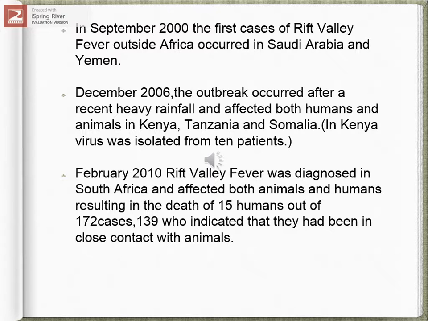In December 2006, the outbreak occurred after a recent heavy rainfall and affected both humans and animals in Kenya, Tanzania, and Somalia. In Kenya, the virus was isolated from 10 patients. In February the year 2010, Rift Valley fever was diagnosed in South Africa and affected both animals and humans, resulting in the death of 15 humans out of 172 cases, 139 who indicated that they had been in close contact with animals.